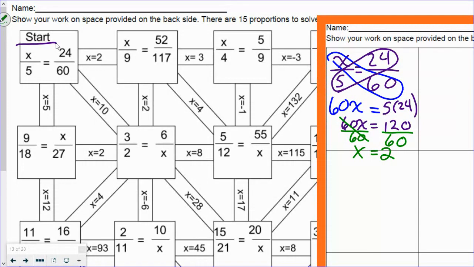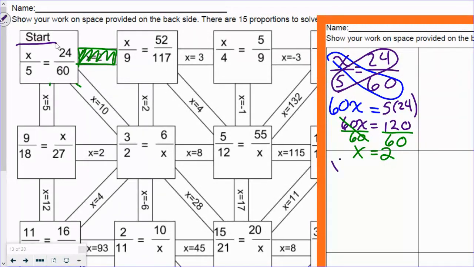So if you look, we have only 3 boxes. We have x equals 5, x equals 10, or x equals 2. So if you want, go ahead and shade in that this is the way we're going. That tells you the next problem that you need to solve. We're going to go ahead and rewrite it.